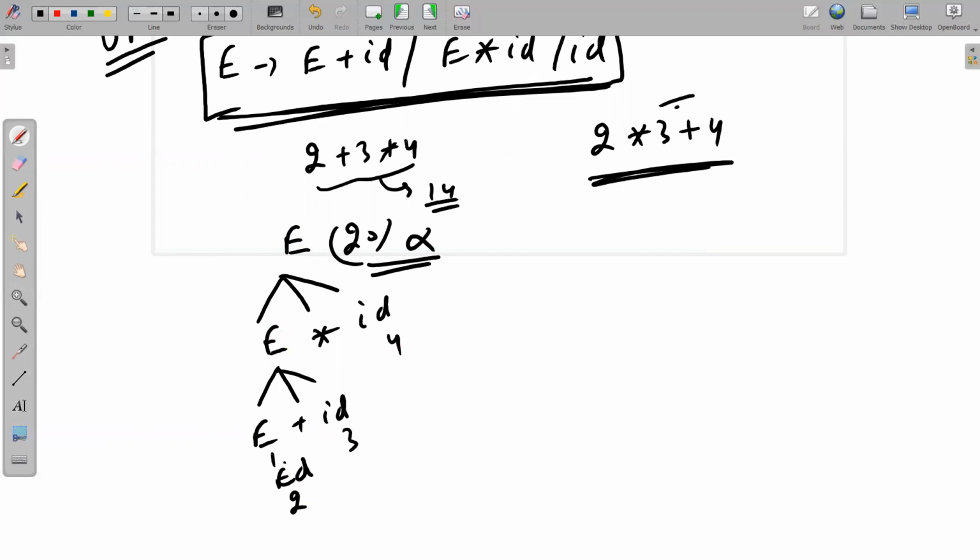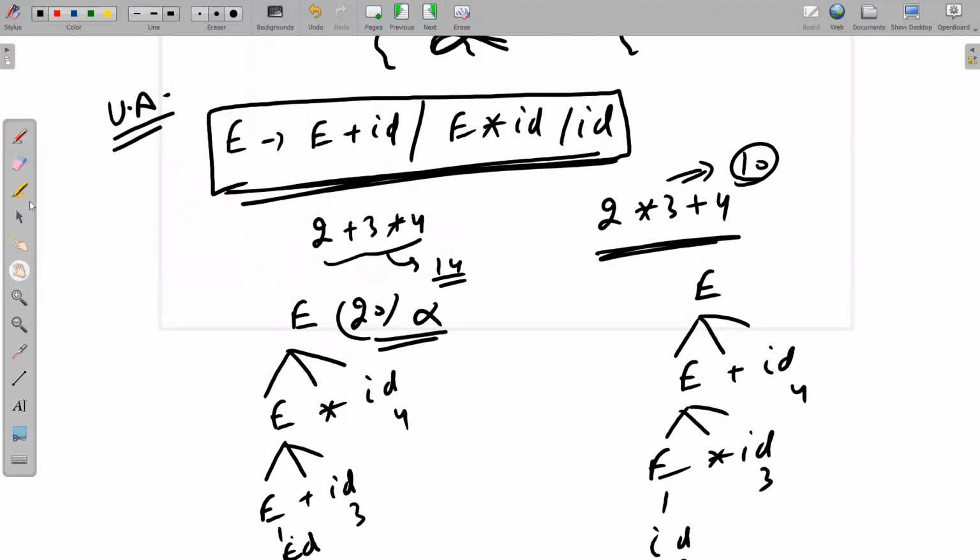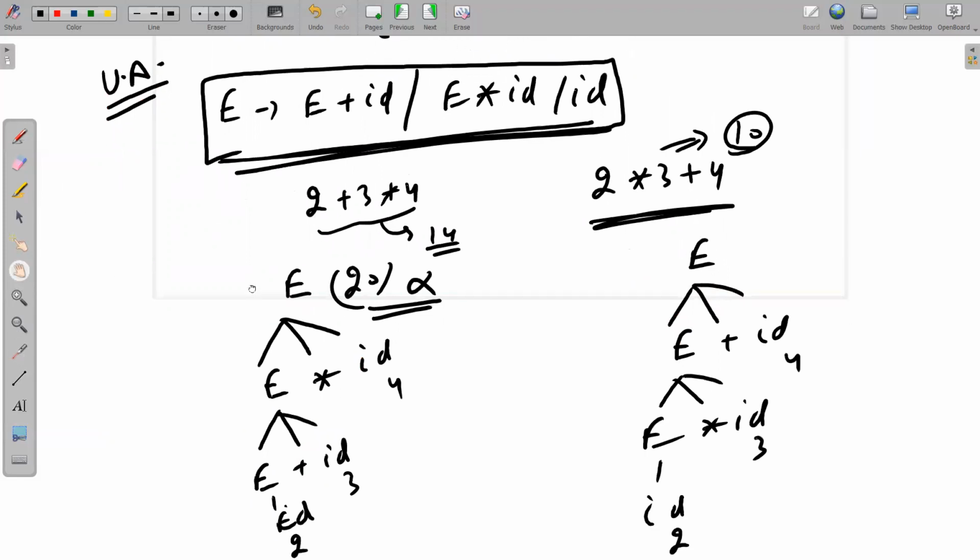And here the answer should be what? 2 star 3 is 6, 6 plus 4, the answer should be 10. See carefully, are you getting answer 10 or not? E goes to E plus ID, E star ID and ID, so 2 star 3 plus 4, 2 into 3 plus 4. See, I am making the parse tree, and please try at home. You will not be able to construct any other parse tree, and here also you will not be able to construct any other parse tree, because I have already told you this grammar is unambiguous. So you will be able to construct only one parse tree. That's it.